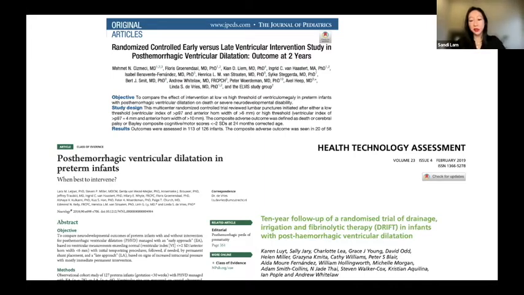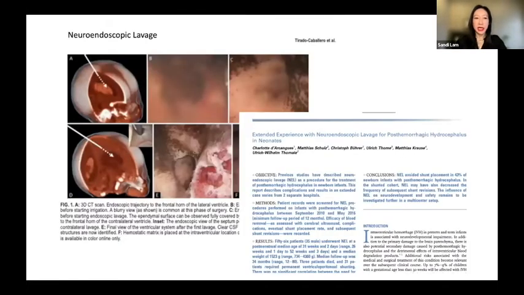So even though the DRIFT trial was closed early because of hemorrhagic issues, when you look at the 10-year post hoc analysis, the patients who actually had the intervention and the removal of blood products had much better, significantly better functional outcomes at 10 years. So when we look at that, is there a way to remove the blood products more safely and more directly?